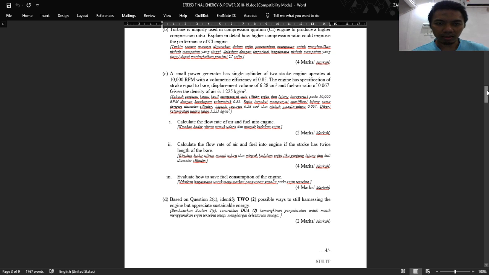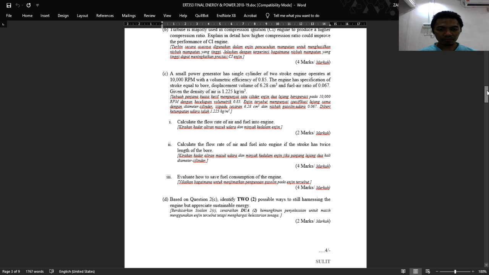The question asks you to calculate the flow rate of air and fuel into the engine. Basically two things they ask you for in question 2C1. The question asks you to calculate the flow rate of air and then the flow rate of fuel into the engine. And second, the question asks you to calculate the flow rate of air and fuel into the engine if the stroke has twice the length of the bore. What is the mass flow rate of air? And what is the mass flow rate of fuel?